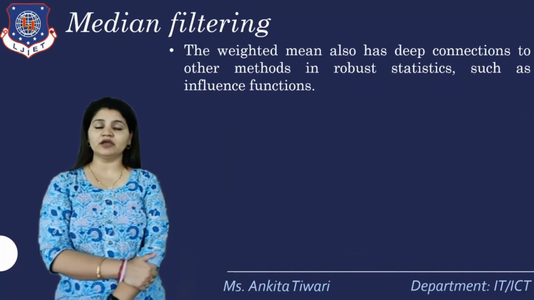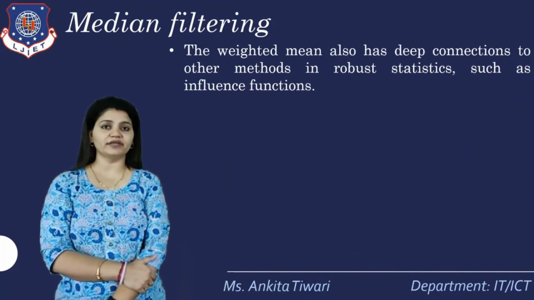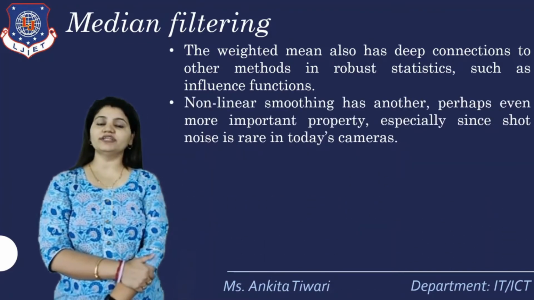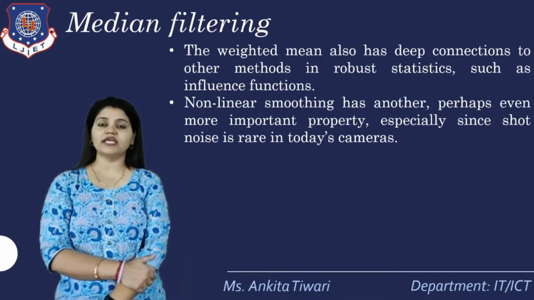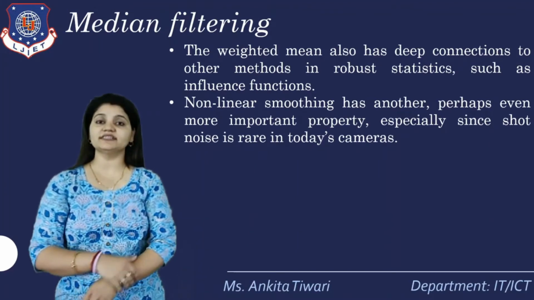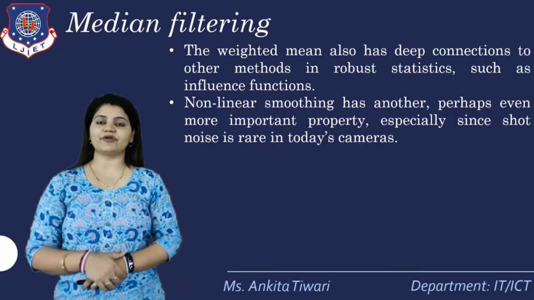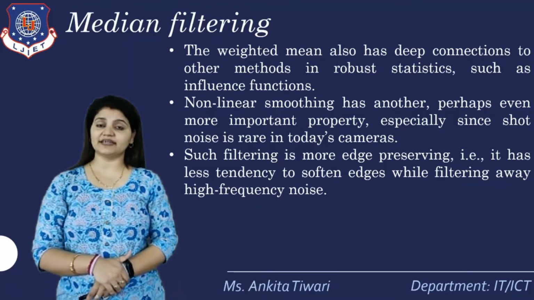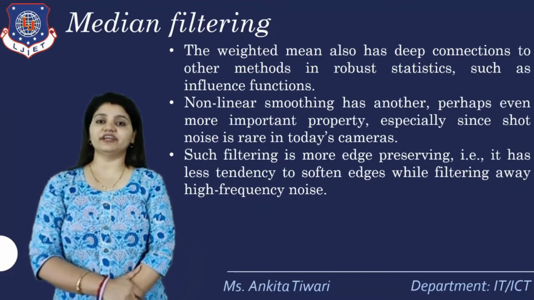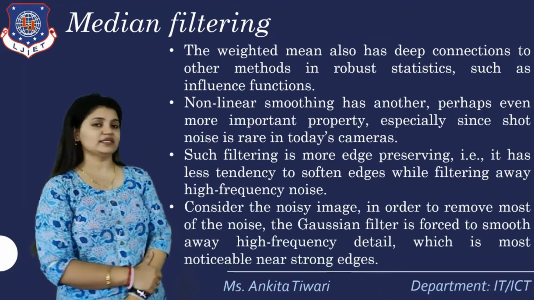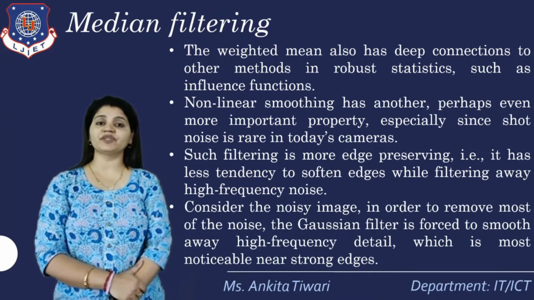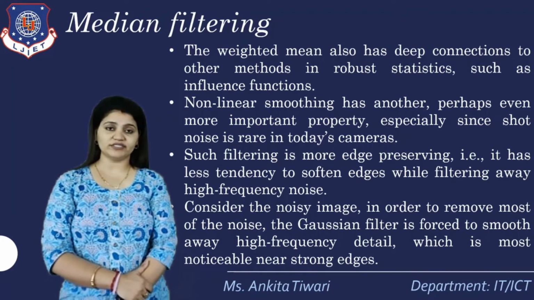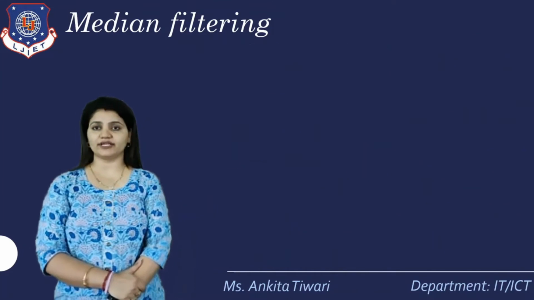The weighted mean also has deep connections to other methods in robust statistics, such as influence functions. Nonlinear smoothing has another perhaps even more important property, especially since shot noise is rare in today's data. Such filtering is more edge preserving, that is, it has less tendency to soften edges while filtering away the high frequency noise. Consider the noisy image, as we have already seen in the diagram. In order to remove most of the noise, the Gaussian filter is forced to smooth away high frequency details, which is most noticeable when you have strong edges.